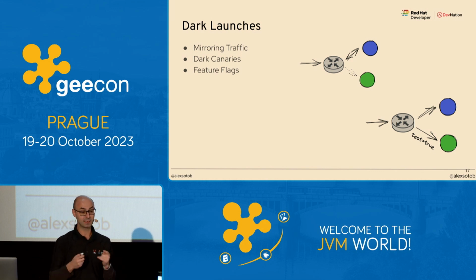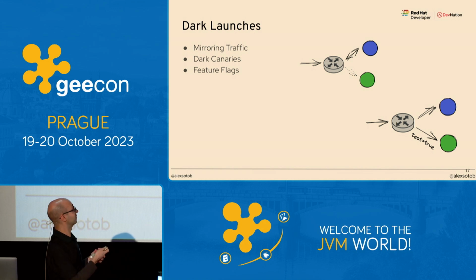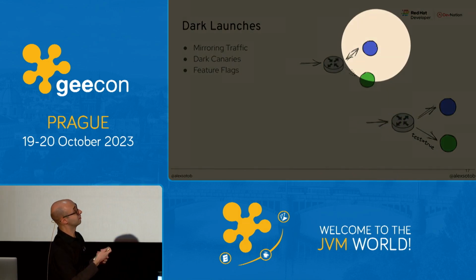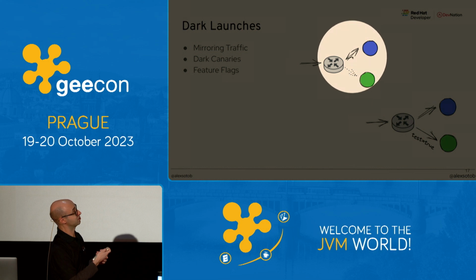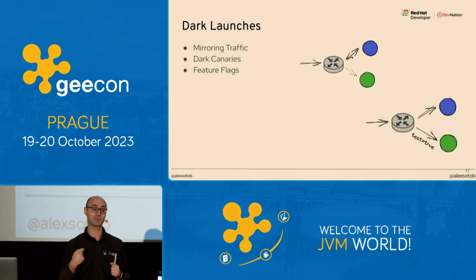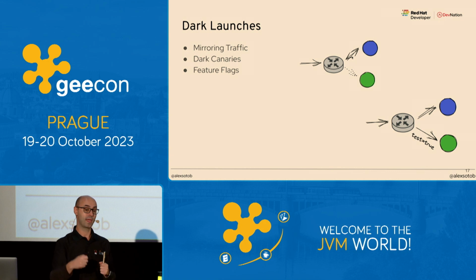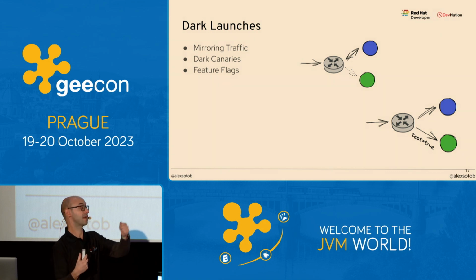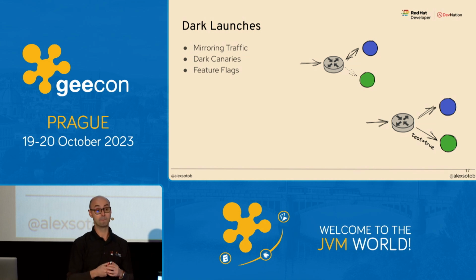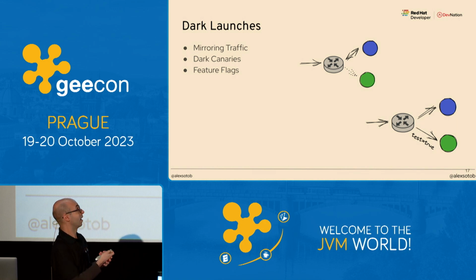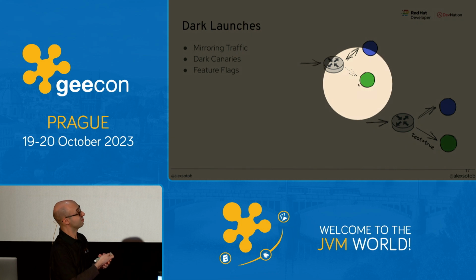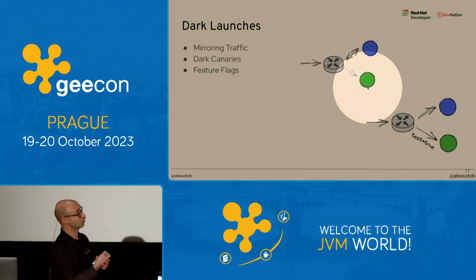Mirroring traffic basically is that you've got version 1 here. You can see here the arrow, which is bidirectional. It means that I'm sending requests to version 1, and version 1 produces a response, and I send this response back to the caller. But at the same time, I'm also sending a request to version 2.